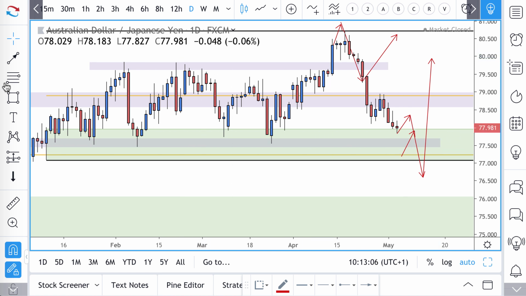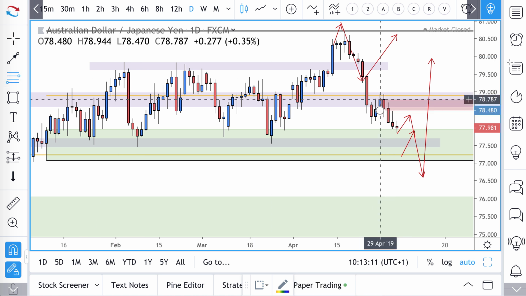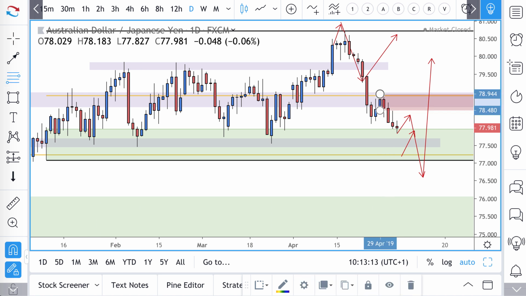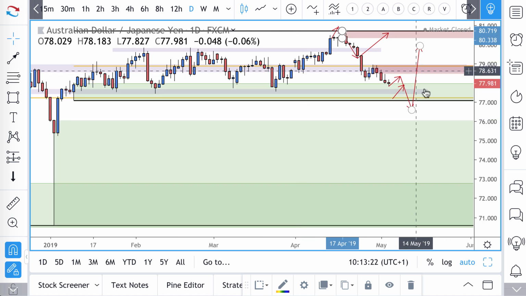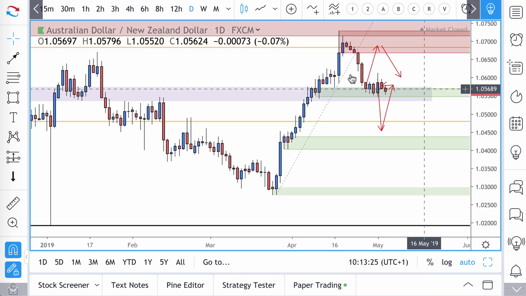Again, the yen risk off. There would be your supply zone there, and you got another supply zone right up here. So you're looking at taking short trades, risk off. Those would be your zones.